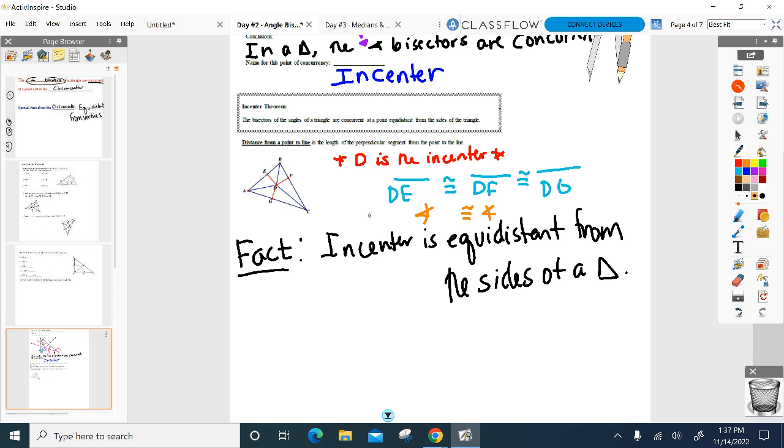Will, what do you have? DBF and DBE. DBF congruent to DBE. That's a good pair. Again, how does Will know that? Because BD is an angle bisector. It's formed with the incenter. You could also give me 2 more pairs around that triangle as well.